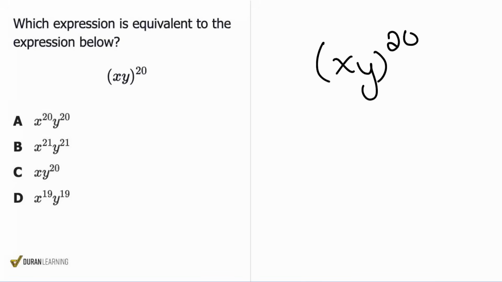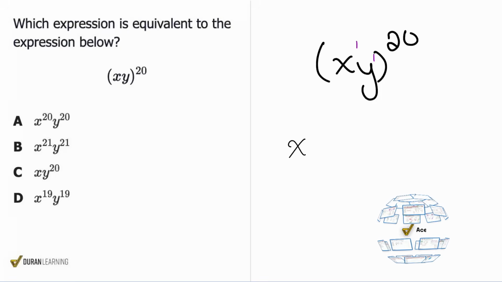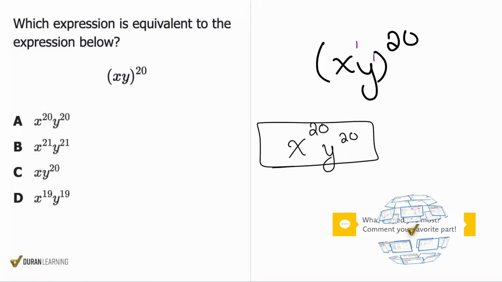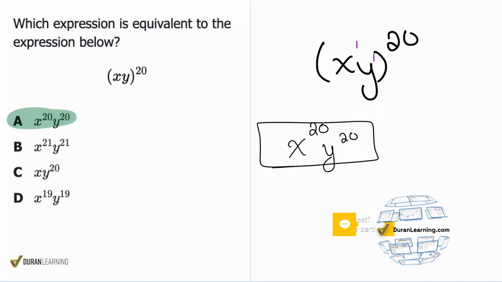All right, so to make that a little bigger, what I want you to notice is that the x has an exponent of 1 and the y has an exponent of 1. So what's going on here is this 20 is going to multiply with this 1, and the 20 is going to multiply with that 1 as well. Everyone, 20 times 1 is what again? I think that's the hardest question of the day. Yep, that'll be 20. So the answer here is x to the power of 20, y to the power of 20. Just like that, nice and easy, and we're good. The correct answer is answer choice A.